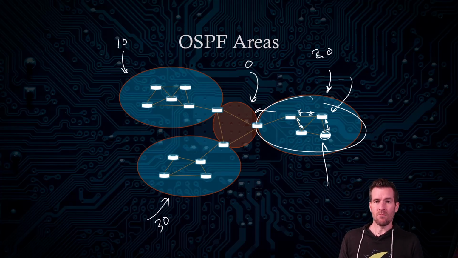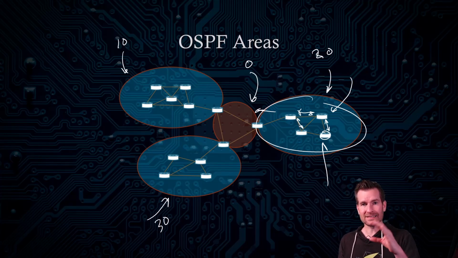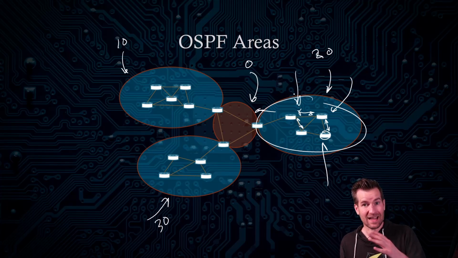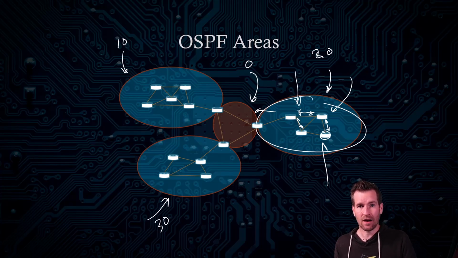So this simplifies how it would recalculate things. It simplifies how many link state advertisements go out. It simplifies how big the database is within the area. So this can really help break these sections down into smaller, manageable sections when it comes to OSPF.